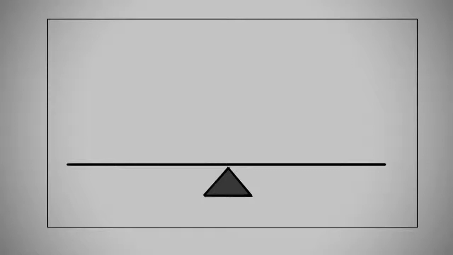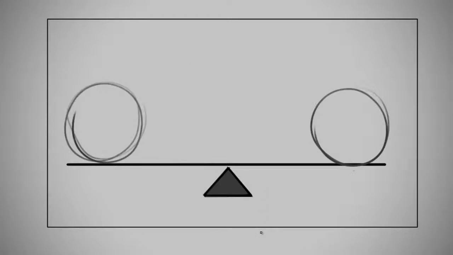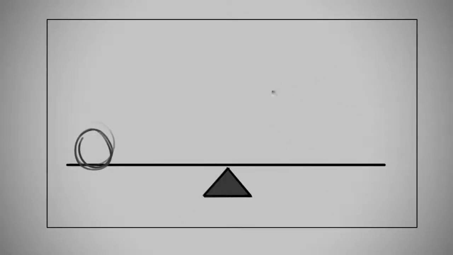Here you see I've drawn a simple scale. It's got a fulcrum in the center, and if I were to put a heavy object on one side, it would not be balanced. This side would go down and the other side would go up. Okay, well what if I put an equal weight object on the other side? Then you'd have balance. So if I had a smaller object on one side, I could still have a balance if the larger object were moved closer to the fulcrum.